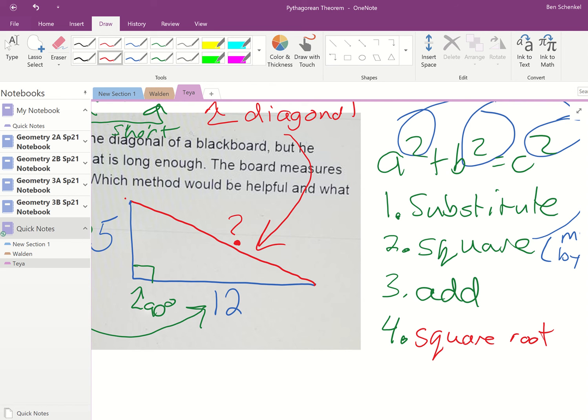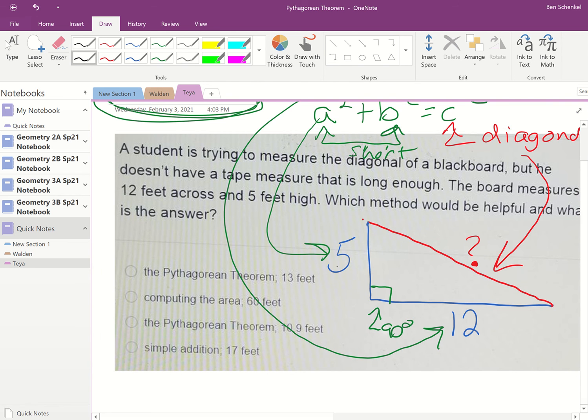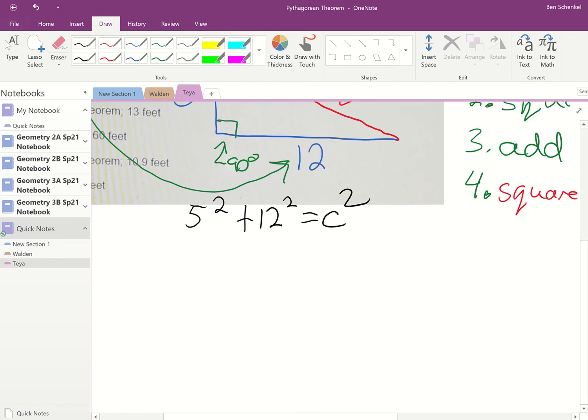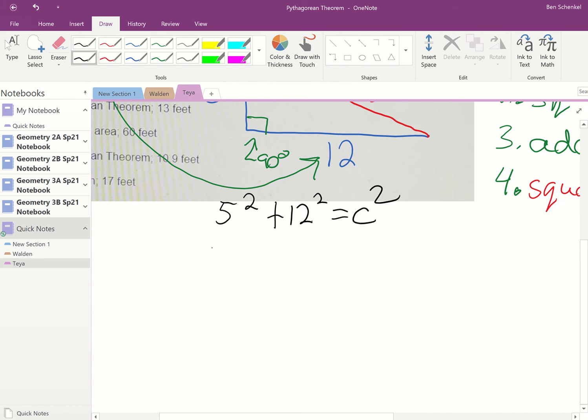So the first thing I'm going to do is start off with substituting in the values here. Okay. So remember, a squared plus b squared. Now, the two short sides, it doesn't matter which is a, which is b. So I'm going to do 5 squared plus 12 squared equals, I don't know, c. So I'm going to substitute those in. Now, squaring, just as a reminder, over here in blue, we multiply a number by itself. So 5 times 5 is 25.